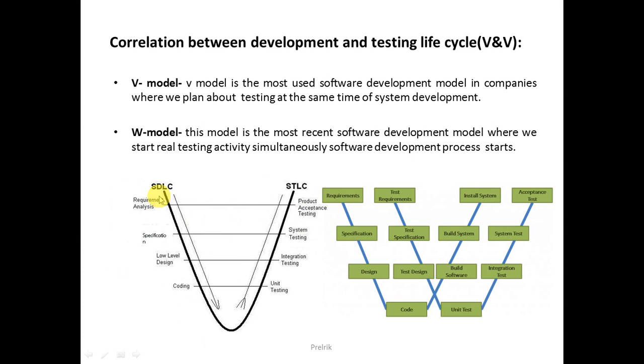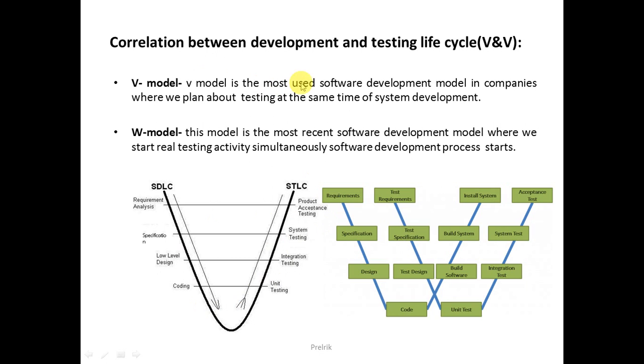The execution flow will be something like requirement analysis first, then specification, then low level designing, then coding, then unit testing will be performed, then integration testing, then system testing, and then product acceptance testing or UAT. So this is the flow. And this is exactly the V model.